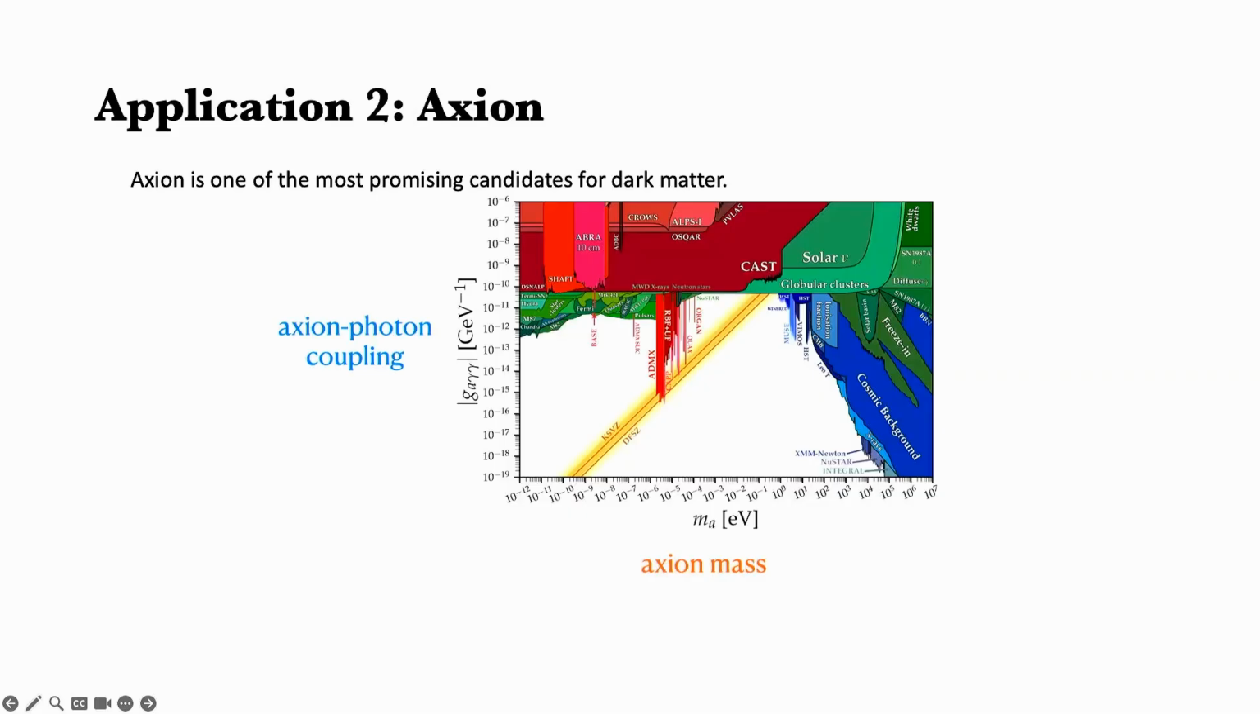The various color regions are the regions of parameter space that can be covered by the various experimental groups. On this plot, there's a distinguished line, this yellow diagonal line that's known as the QCD band.